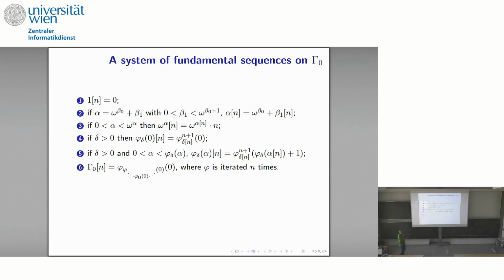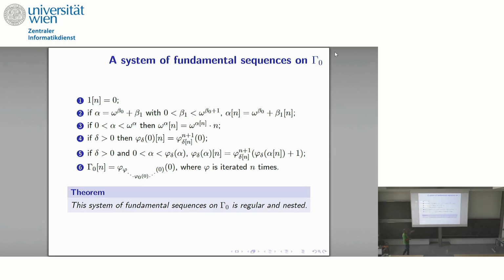And for gamma naught, we do again the obvious thing, just iterate. Actually, this is much more flexible than it looks. It's not something about gamma naught only. If we have a system of fundamental sequences which is nice enough up to some ordinal, let's say zeta, then we can set up this situation for gamma sub zeta, which would be the zeta-th gamma number, a fixed point for all Veblen functions. So we can do a little bit more, but for the time being, it's best to just focus on gamma naught. And the system of fundamental sequences on gamma naught is regular and nested.